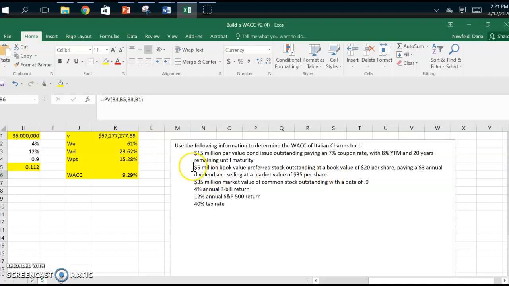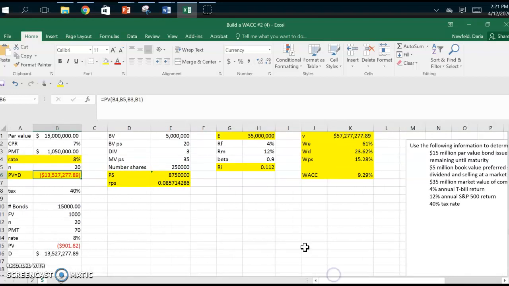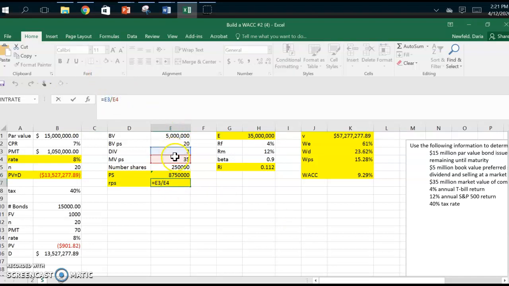So what I'm going to do is use the book value information to figure out the number of shares of preferred stock outstanding. Then I will use the number of shares and the market value per share to find the total market value outstanding. I can also look here and calculate the cost of preferred stock based on that dividend and market value. So that's easier, so I'm going to do that first. So cost of preferred stock is equal to the dividend divided by the market value per share. So it's $3 dividend per share divided by $35 market value per share. So my cost is 8.57%. So that is the cost I'm going to enter into my calculation for preferred stock.